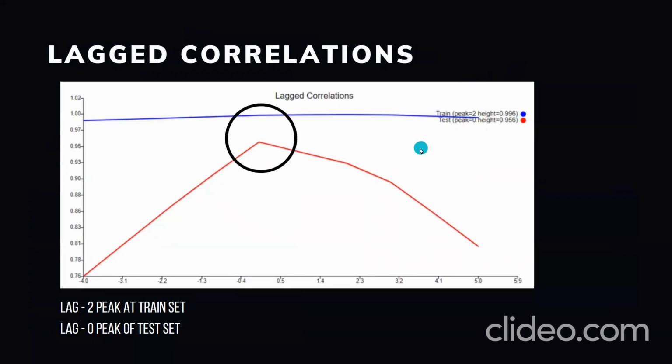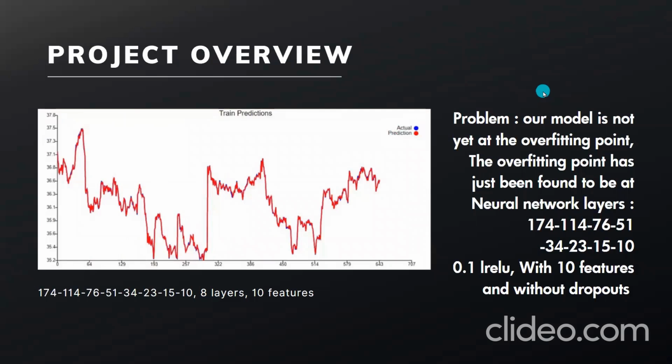Now for lag correlations, we have a training peak at 2, which is not good. We have a test peak at 0, which is a good sign, but this does not necessarily imply our results are actually good. Also, the problem with our network is that we're not actually fitting enough. So we have just found our overfitting point, which is a network of 8 layers with a shrinkage factor of about 2/3. So this is how we are continuing to improve our model from here.